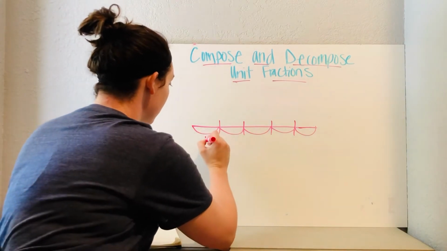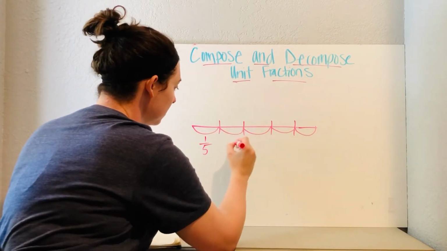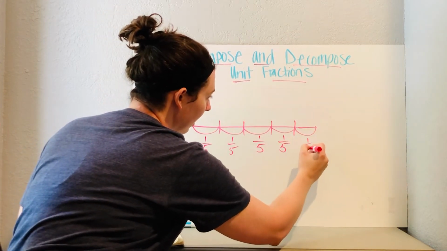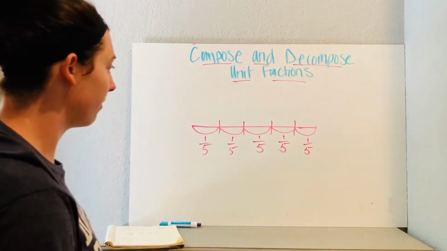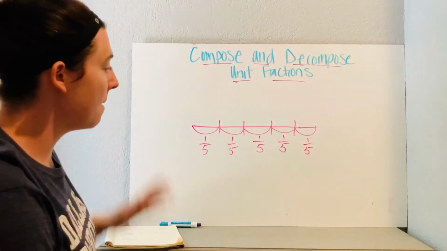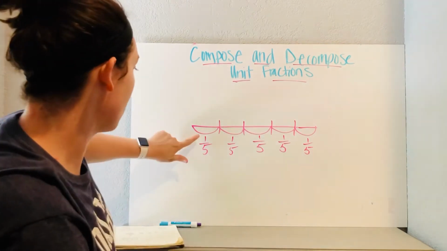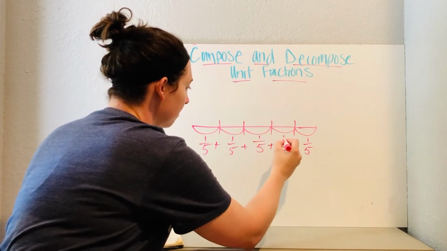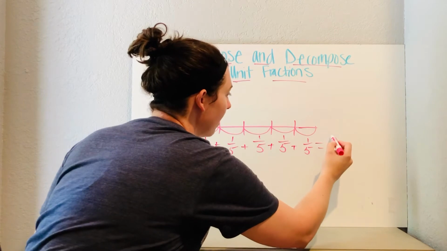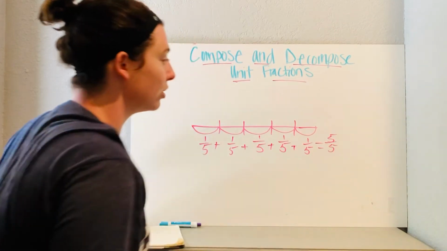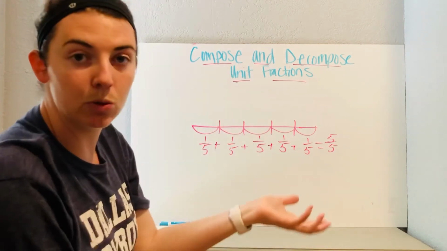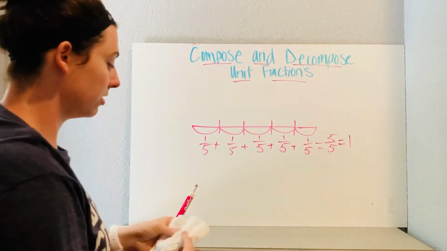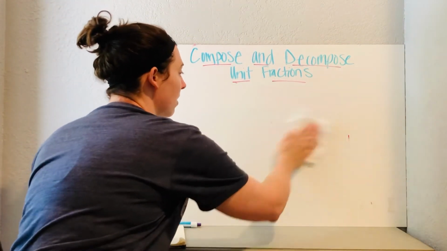So this would be 1/5. This piece would also be 1/5. This piece would be 1/5. And this piece would also be 1/5. So how many unit fractions make up this whole rope? Let's count. 1 plus 1 is 2, plus 1 is 3, plus 1 is 4, plus 1 is 5. And we know for fractions, the same number on top and bottom equals 1. So that equals 1 whole. So we have 5 unit fractions make up this piece of rope.